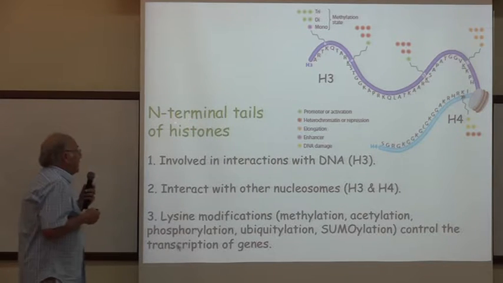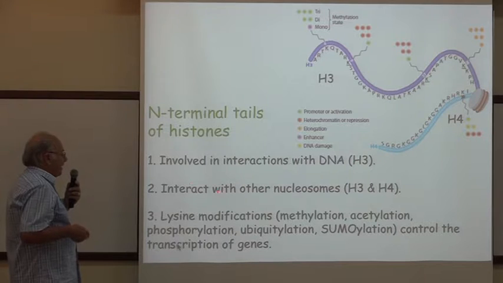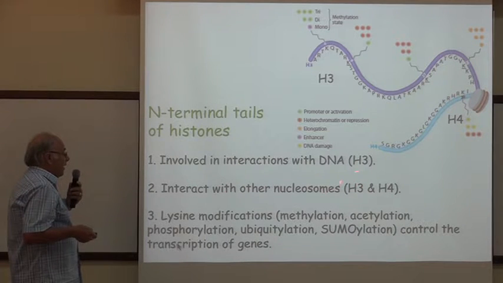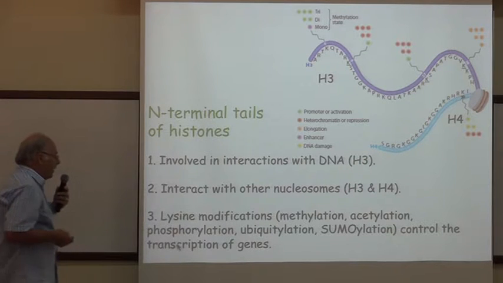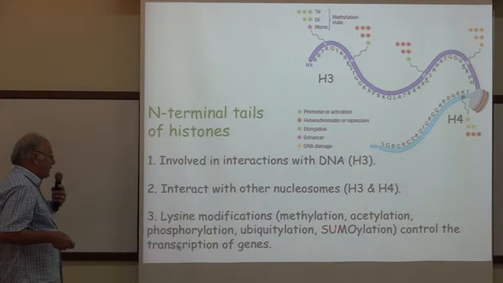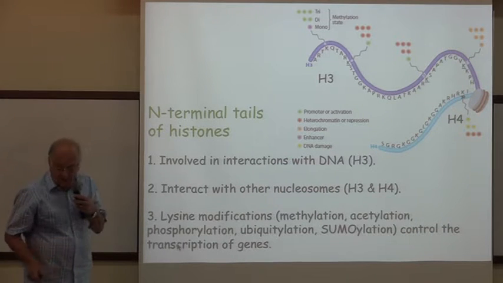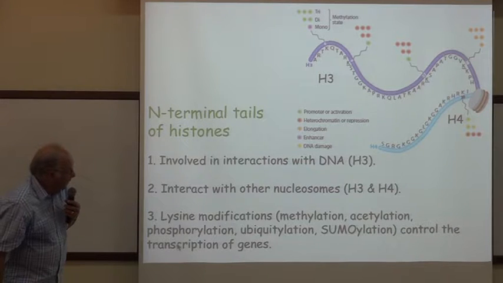So the N-terminal tails of the histones are involved in the interactions with the DNA. They interact with other nucleosomes. And this is H3, and here both H3 and H4. The lysine modifications, methylation, acetylation, phosphorylation, ubiquitination, sumoylation, control the transcription of the genes. So these are a little bit bigger number of the modifications you can have.